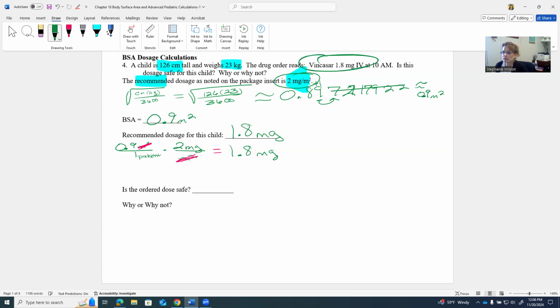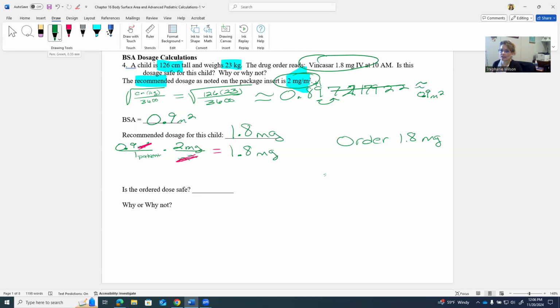Now let's look at what the order was. The order was 1.8 milligrams IV. So then this 1.8 milligrams is the order. The order must be equal to or less than the maximum recommendation in order for it to be safe. Sometimes we're given a minimum. So this is a little side note, just a refresher. So let me catch back up.